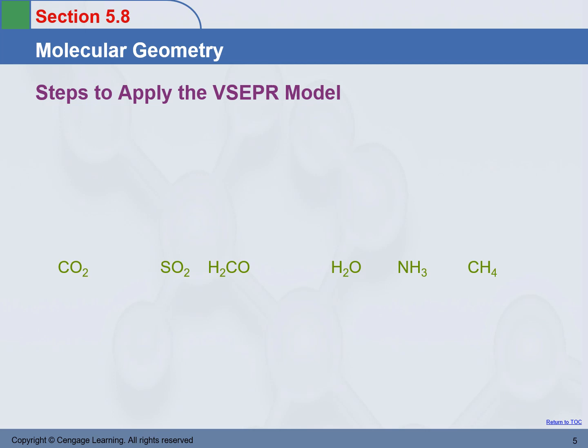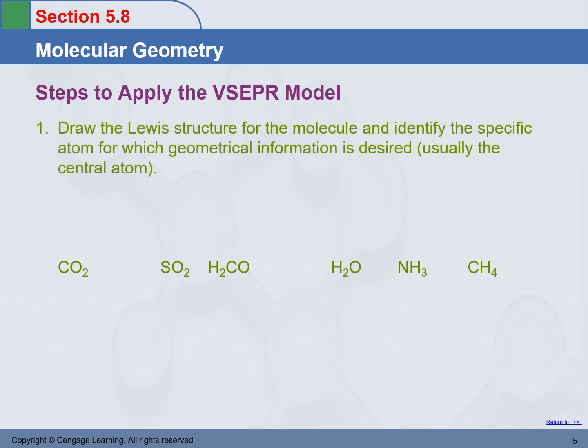Now let's look at how I use VSEPR theory to predict the electron arrangement around the center atom, and finally to predict the molecular geometry. We are going to use these six molecules as examples. Step number 1. Draw the Lewis structure. On the last slide, we clarified that in order to know the electron groups, you need to know the Lewis structure. So we're going to draw the Lewis structures for all of these.